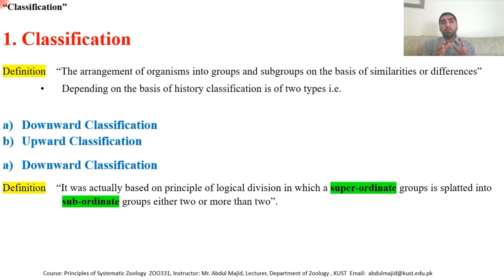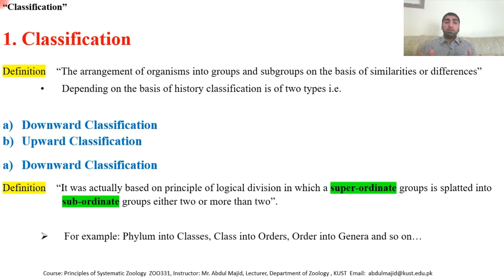If there is too much diversity in the group, the subordinate groups will be more in number, and if there is not much diversity in a supergroup, there will be only a few subordinate groups. What we do here is divide the phylum into classes, then classes into orders, orders into genera, and so on.